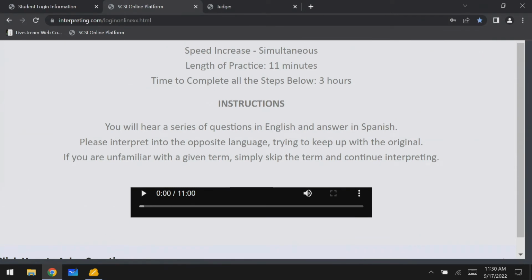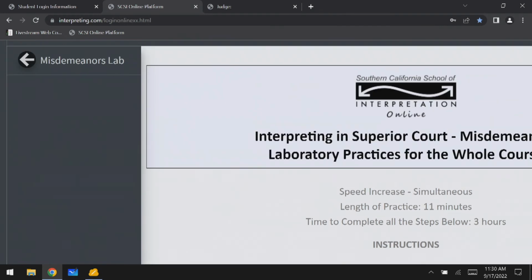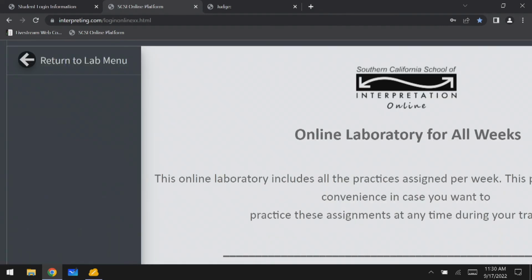So what do you do here? Well, when you hear a question in English, you interpret into Spanish. When you hear the answer in Spanish, you interpret that back into English. If you don't know a term, you skip the term. Just get back into the rhythm of that simultaneous.